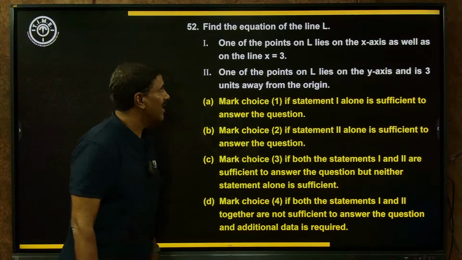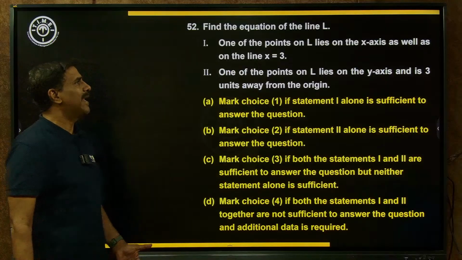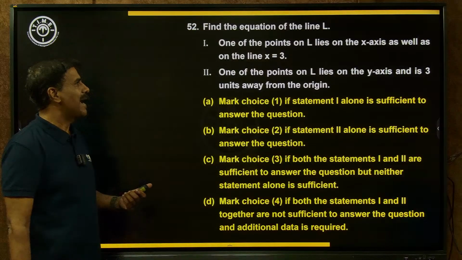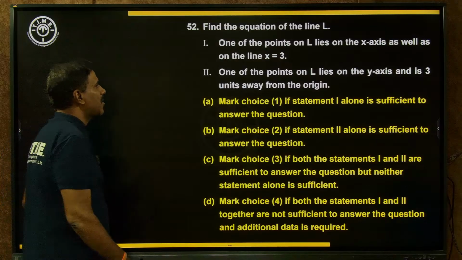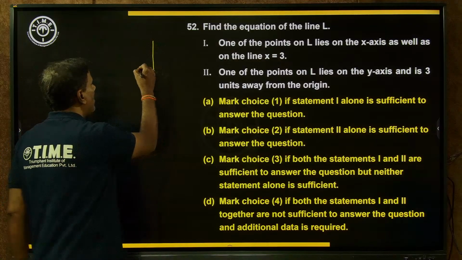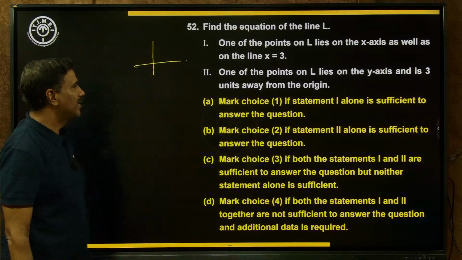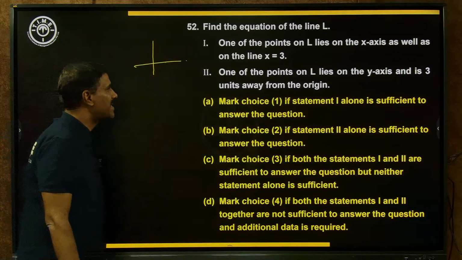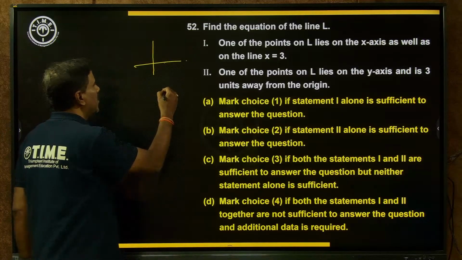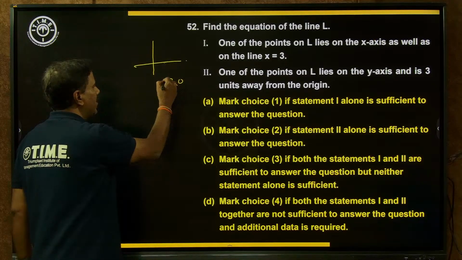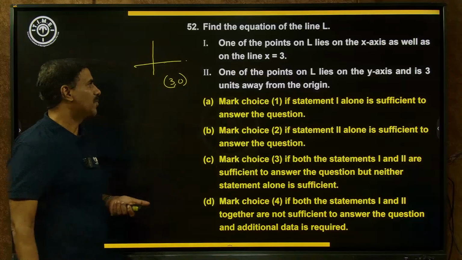Find the equation of the line L. One of the points on L lies on the x-axis as well as on the line x is equal to 3. So basically one of the points on the line is lying on the x-axis, and it is on the line x is equal to 3. So that means it is basically 3 is the point here, x is equal to 3. So it may be 3 comma 0, because on the x-axis y is 0, we know. That is the point, right?